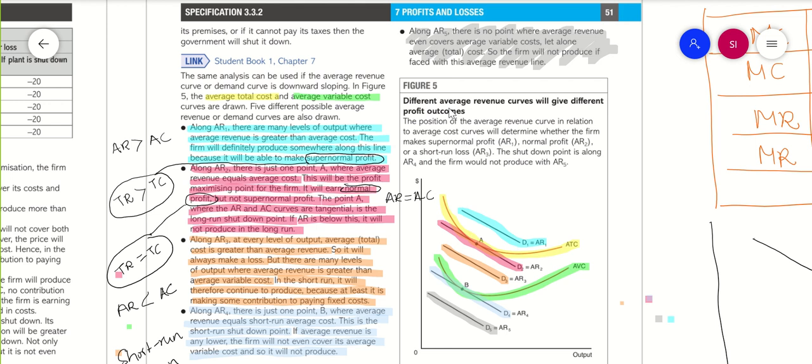So overall, the conclusion: at the first point, the firm is making a supernormal profit, and in the second, pink, it's making a normal profit, and in the orange, it's making a loss. And in the light blue, again, it is the shutdown point in the short run, and in the gray one, even the average revenue doesn't cover the average variable cost, and therefore it will not produce any output there.